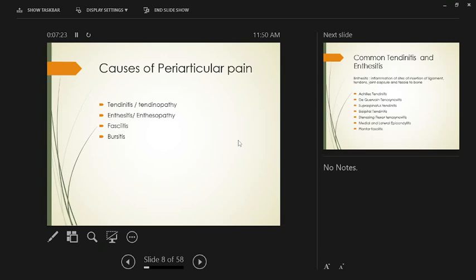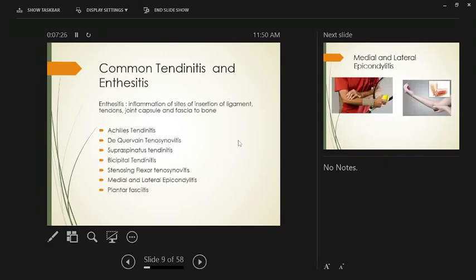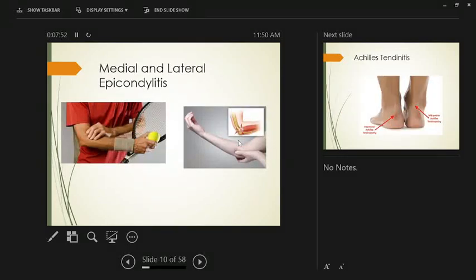So what are the causes of periarticular pain? It can be tendinitis or tendinopathy, enthesitis or enthesopathy, fasciitis, bursitis. Common tendinitis and enthesitis include De Quervain's tenosynovitis, as in our first case, supraspinatus tendinitis and bicipital tendinitis presenting with shoulder pain, and then flexor tenosynovitis, epicondylitis and plantar fasciitis. I'm not going to go into details. It's just a basic lecture to touch upon these topics.